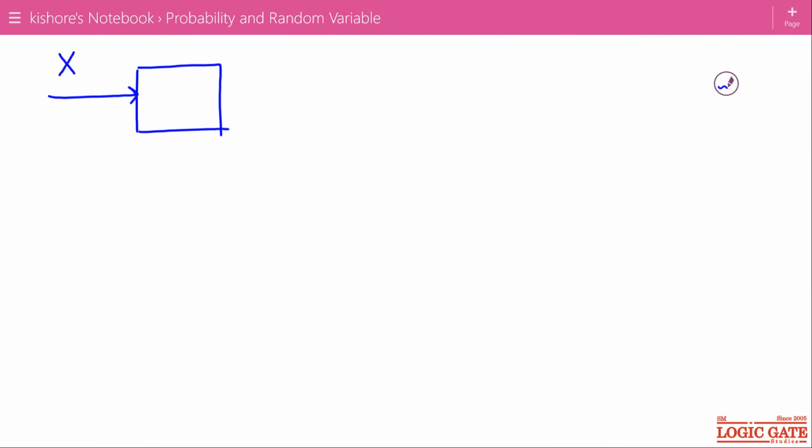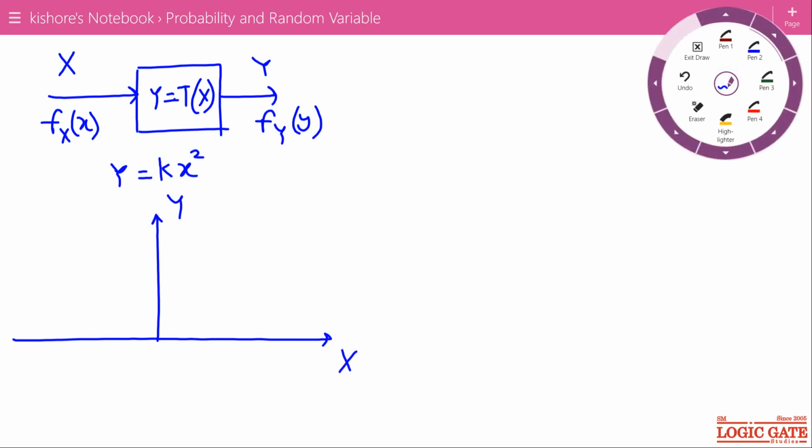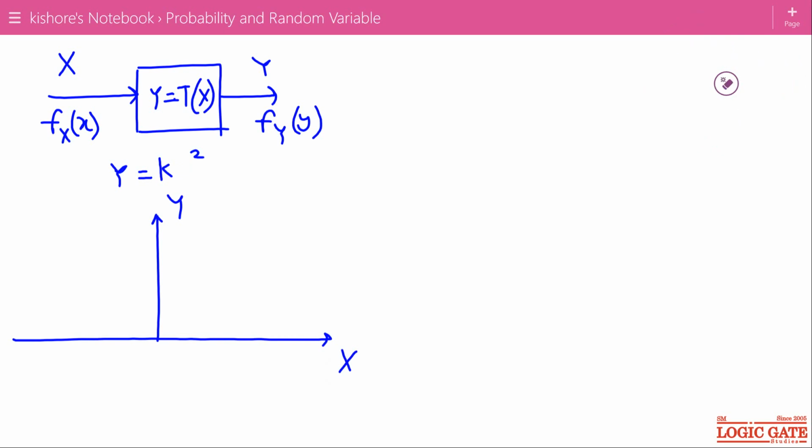The input random variable is x with PDF f of x, and the transformation is y equals k x square. Y is the output random variable with PDF f of y. Now see, the y versus x curve, better to write capital X square. This curve is something like this.